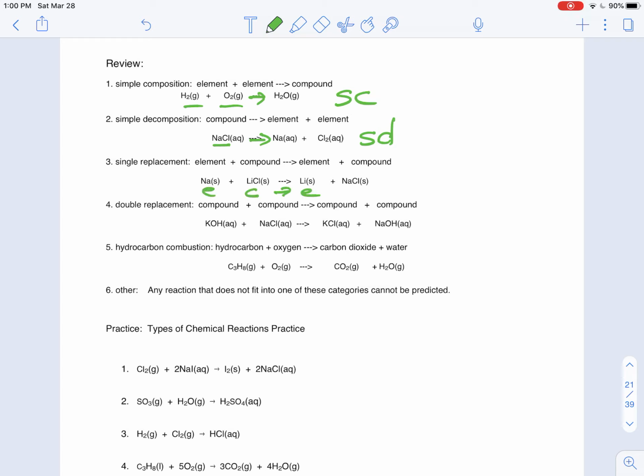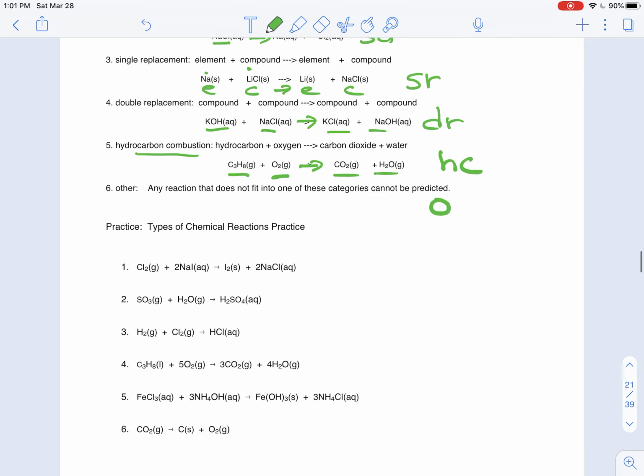So you're replacing the 2 that are the same charge. Double replacement means 2 compounds make 2 different compounds by swapping their components, double replacement. And a hydrocarbon combustion is any hydrocarbon that you burn, adding oxygen and forming CO2 and H2O, hydrocarbon combustion. If it doesn't fit in those categories, we can write other. So I would like you to use those symbols.